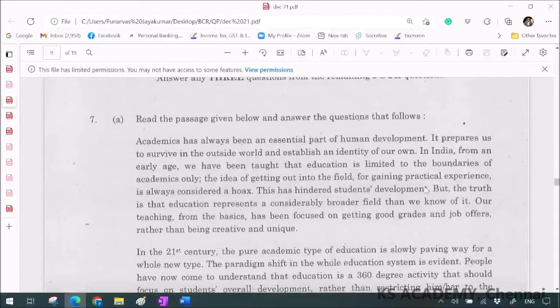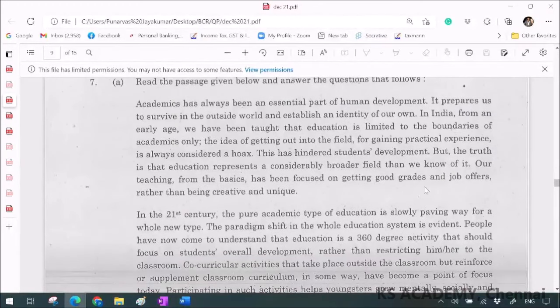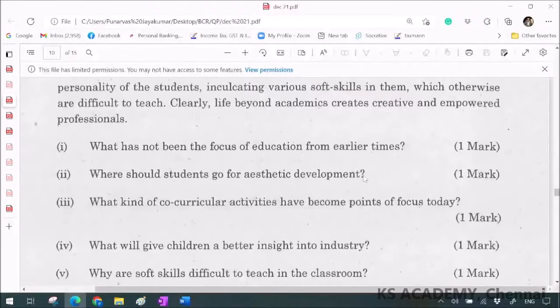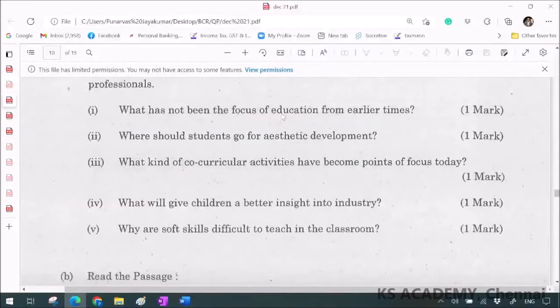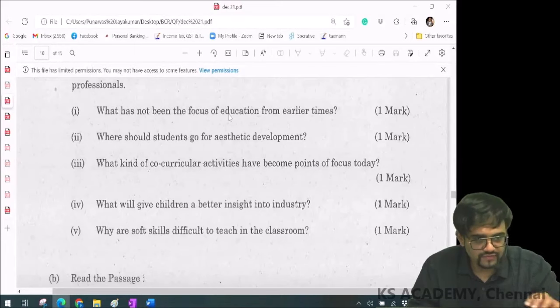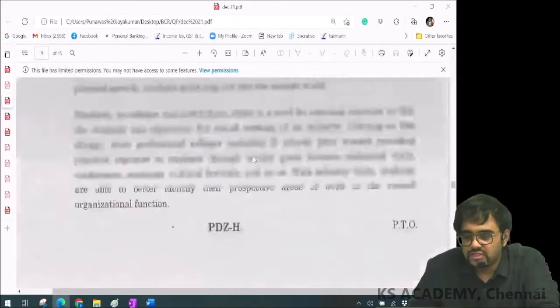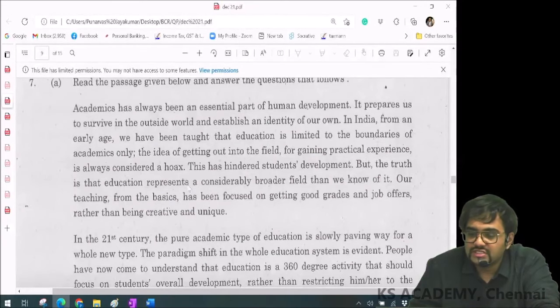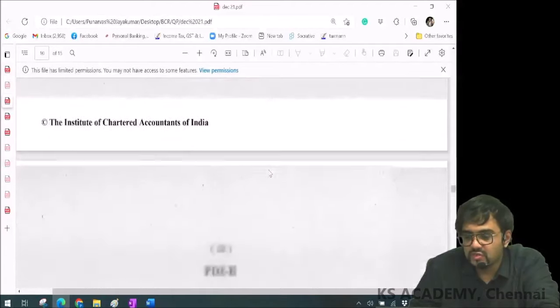Here they are talking about academics, how education, how important is practice and all those things. What has not been the focus of education from earlier times? So basically this entire passage is about how rote learning is ruining everything, how you should have more practice than just mugging up stuff. Mugging up is useless. It is limited to the idea of getting out in the field, but gaining practical experience is always bad. Truth is, education requires that. So what was actually not there before?